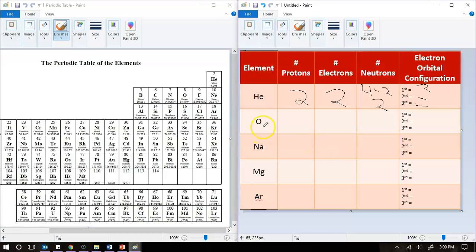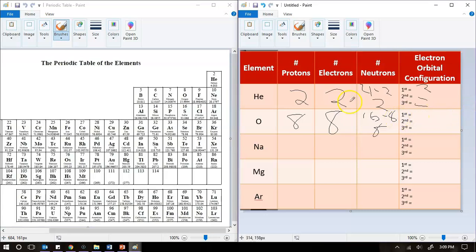So let's try oxygen. So here's my oxygen, right? Protons are my atomic number, so right here, that tells me I've got 8. For the number of electrons, we're assuming these are neutral atoms, so they should be the same number as our protons. For my number of neutrons, if I take a look at my atomic mass and round it, I'm going to end up at 16. So 16 minus 8 gets me to 8 neutrons.